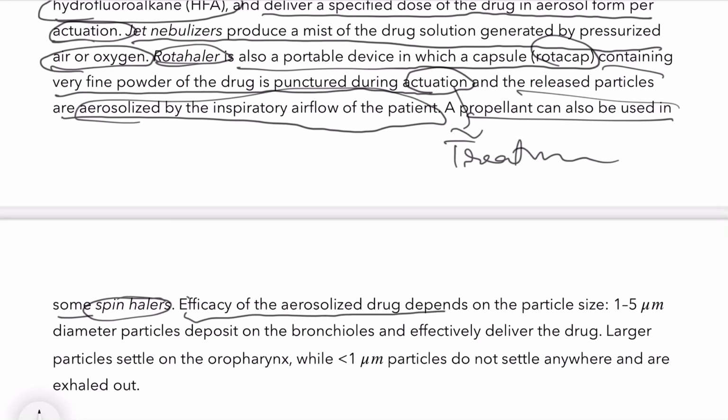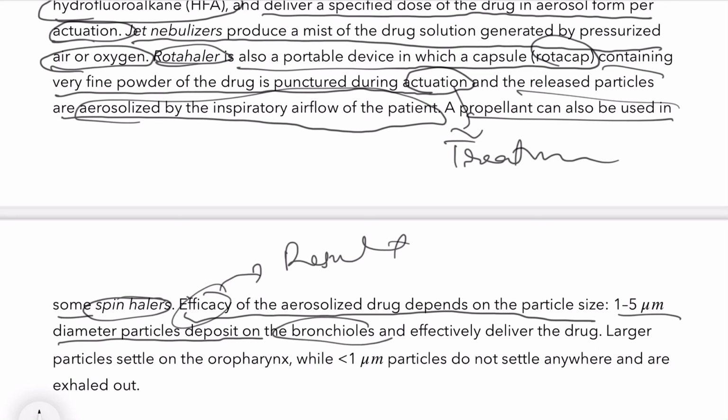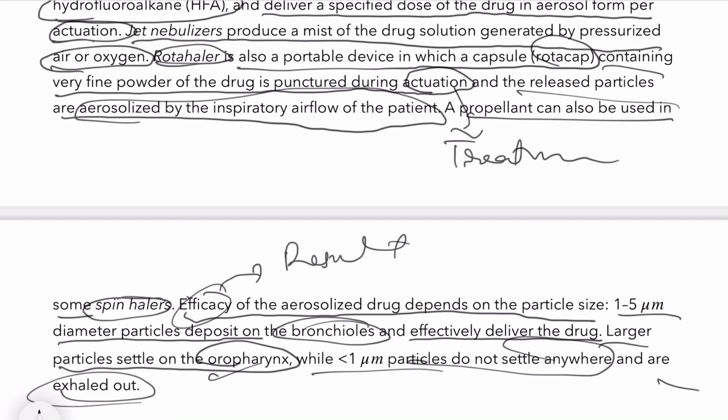Efficacy of the aerosolized drug depends on the particle size. Efficacy means the result you want depends on the size of the particle. For example, particles of 1 to 5 micrometer diameter deposit on the bronchioles and effectively deliver the drug. So if the particle is smaller in size, then the inhalation is effective. Larger particles settle on the oropharynx. The pharynx has 3 parts, we have seen in physiology where they settle. Particles which are less than 1 micrometer do not settle anywhere because they are exhaled out.